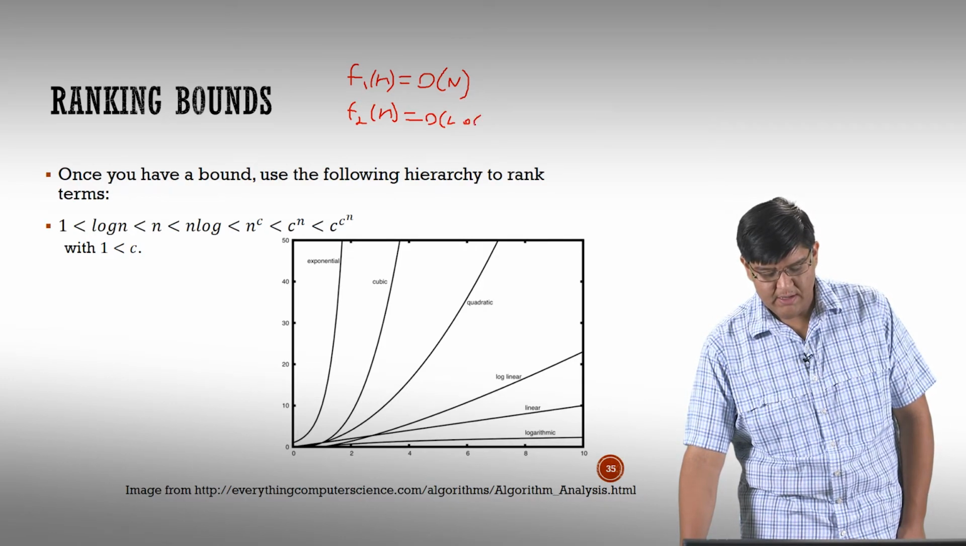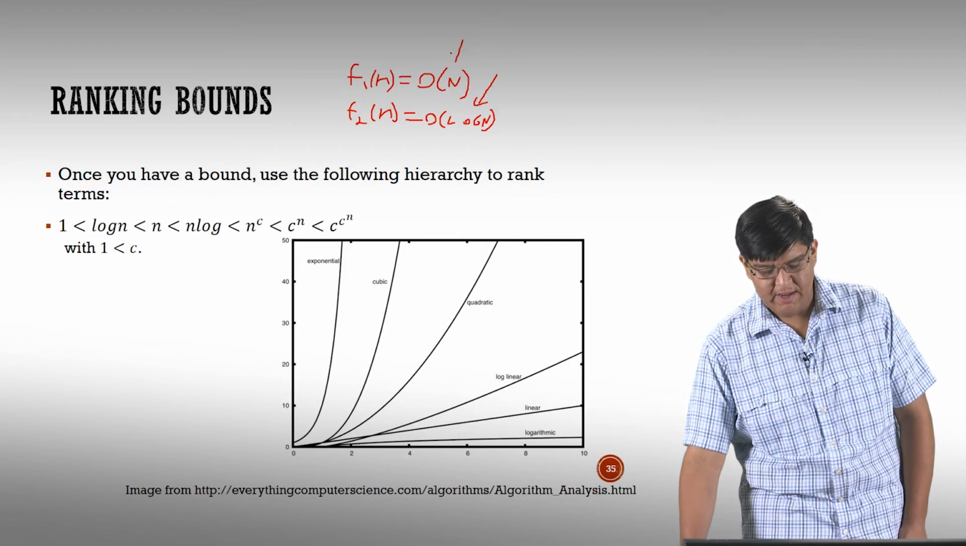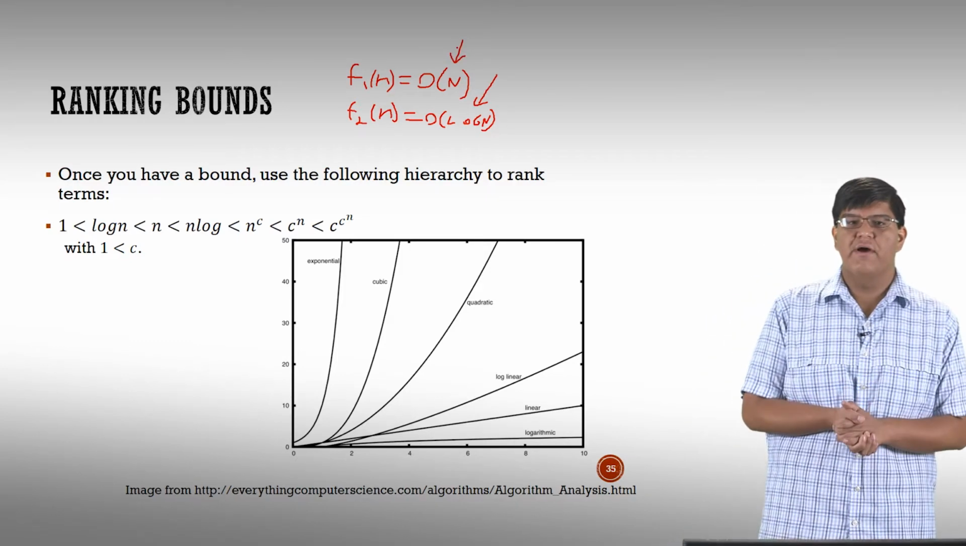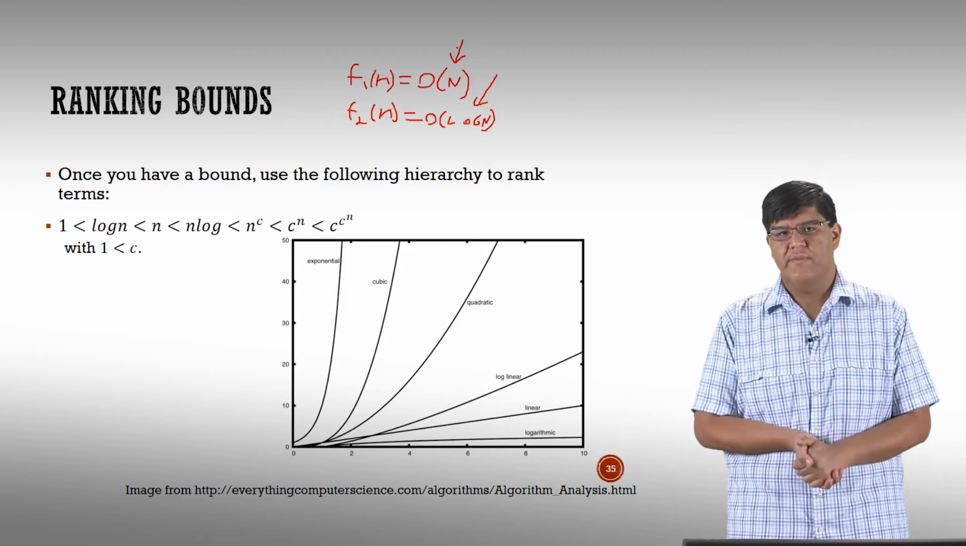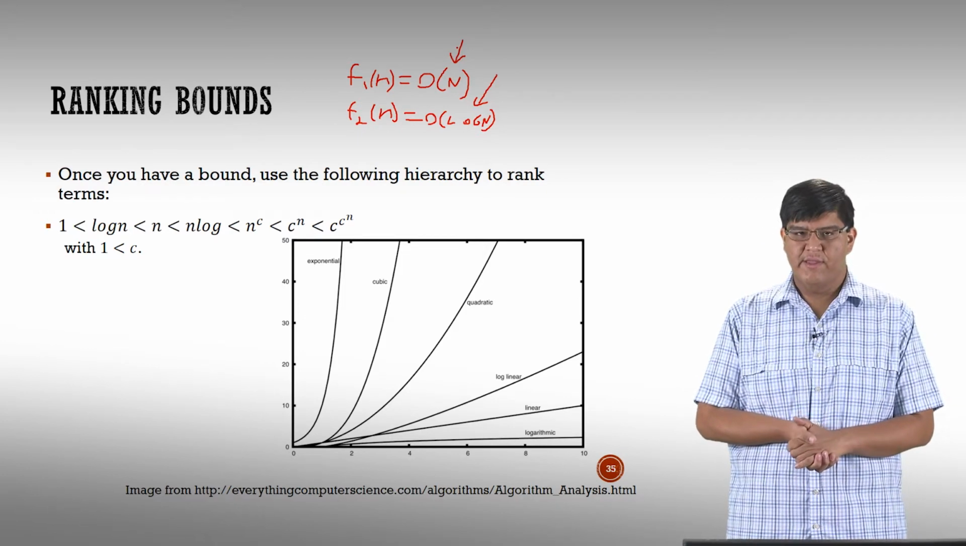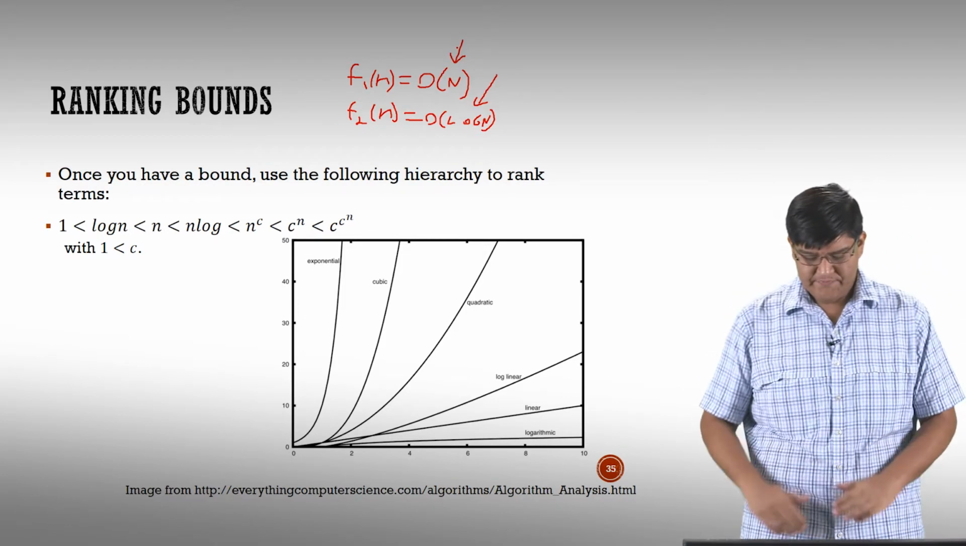So generally speaking, you could just plot the stuff inside. You could plot that, you could plot that, and you can see which one grows faster. Whichever one grows faster implies that that function takes more operations. But an easier way is to look at this hierarchy. So this is very standard.